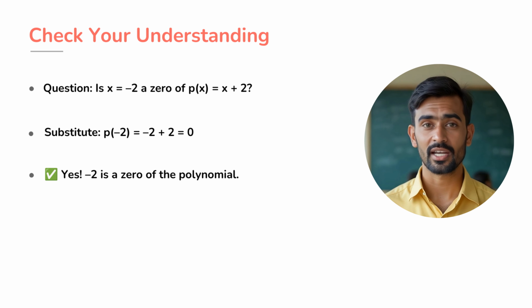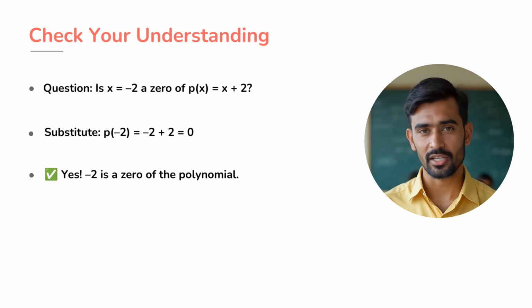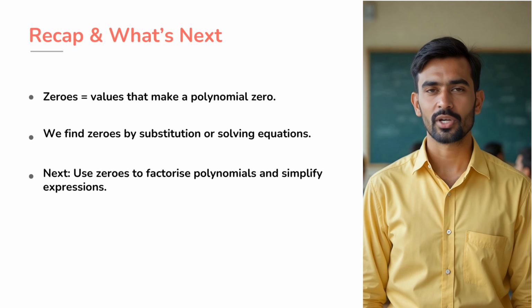Let's do a quick check straight from your NCERT book. Question: is x = 2 a zero of p(x) = x + 2? Try substituting: p(2) = 2 + 2 = 4. Is it 0? No. Since it doesn't give 0, 2 is not a zero of the polynomial. That's how easy it is to test. Just plug it in. Let's quickly recap.